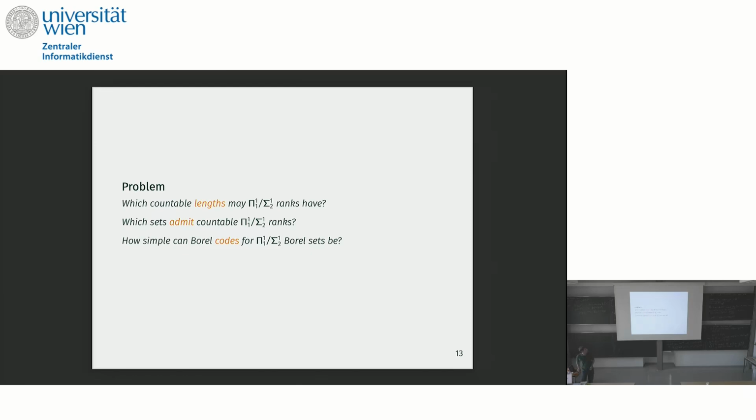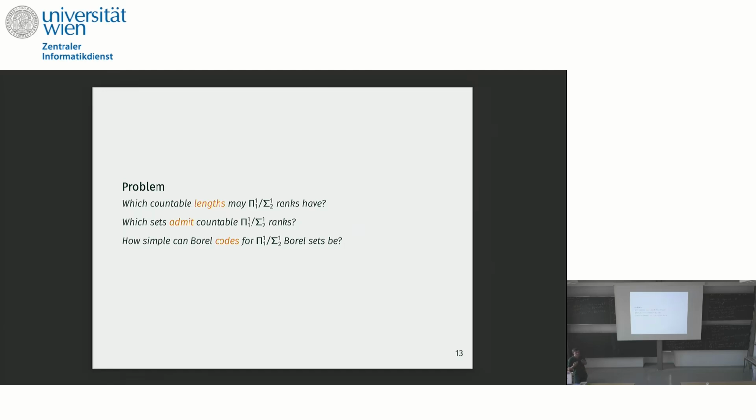We asked ourselves, many typical ranks have length omega 1, like the ones I showed you. But you could look at countable ranks, of countable length, and we just ask ourselves, how long are they? Which countable lengths are possible for such ranks? And we computed the supremum of this. Then you could ask, looking at the underlying set, which sets actually admit a countable rank. Somehow this should say that the set is simple.